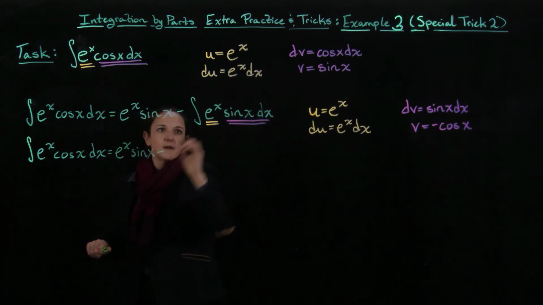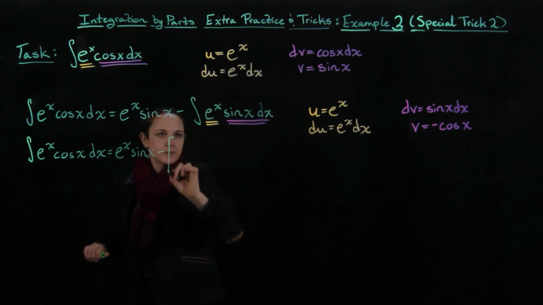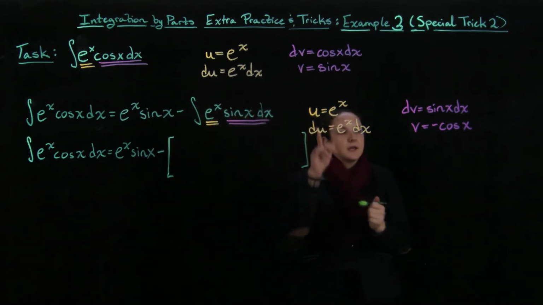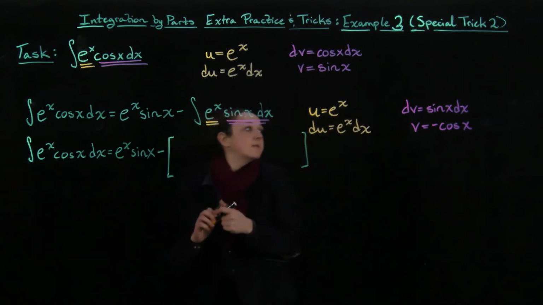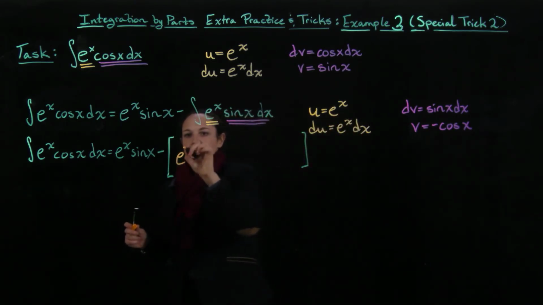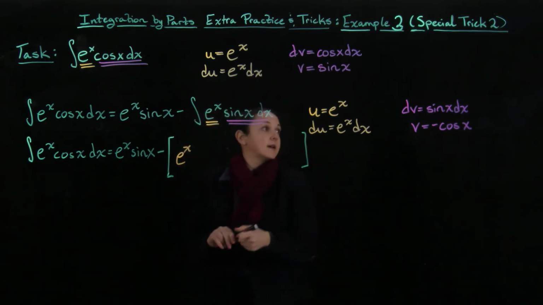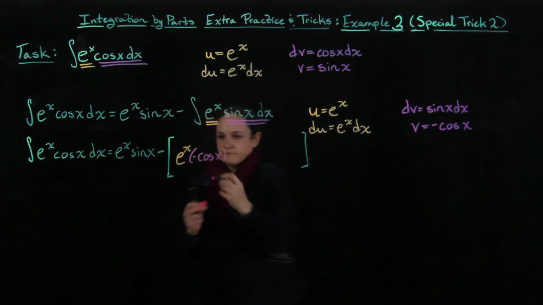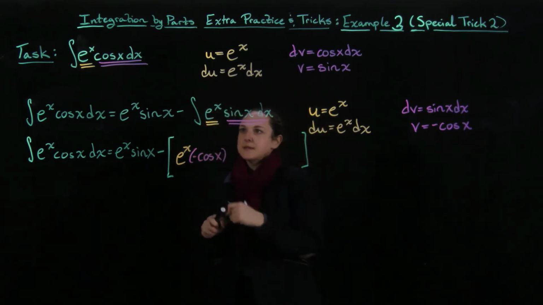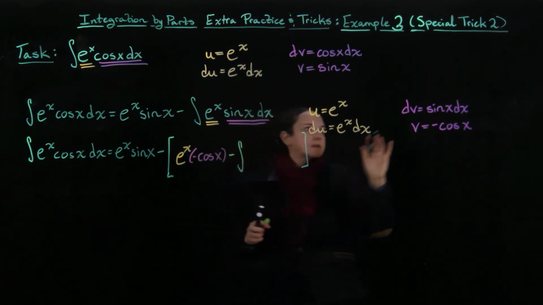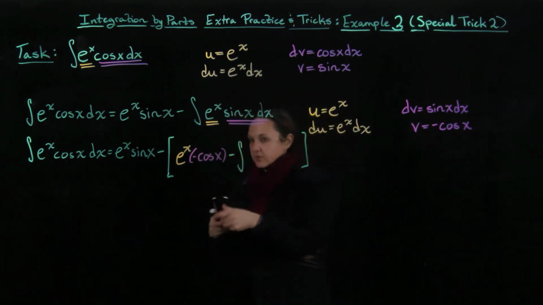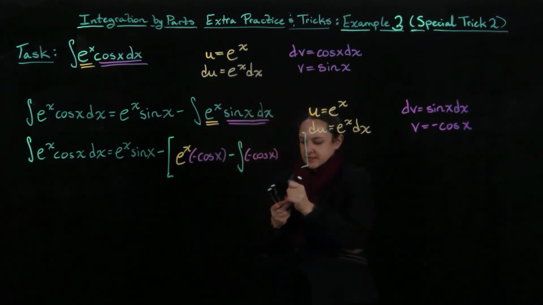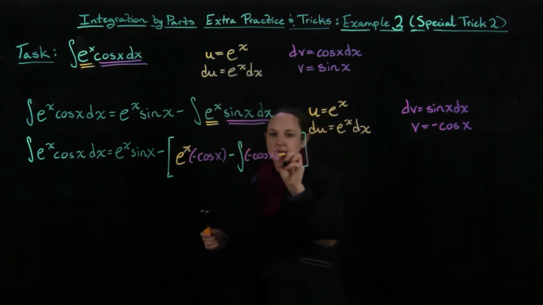And now this is very me, then I'm going to put big parentheses here. We're going to do this entire integral inside these parentheses. Okay, so I need my uv. So I have my e to the x times minus cosine of x. And then I want my minus the integral of v du. So I have my minus cosine of x. And then my du here, which is e to the x dx.